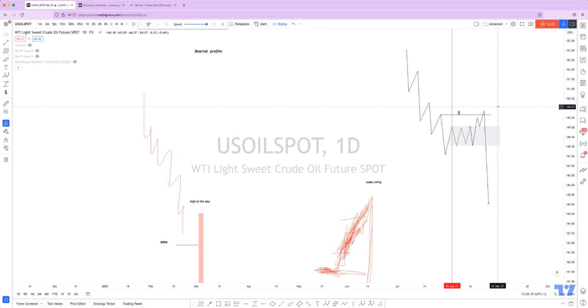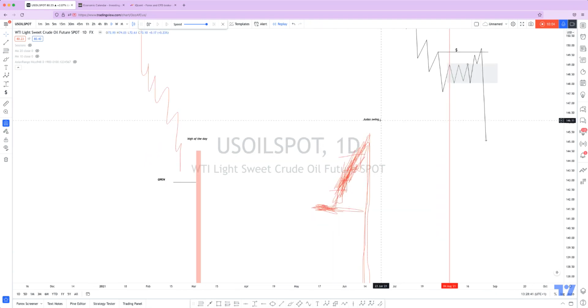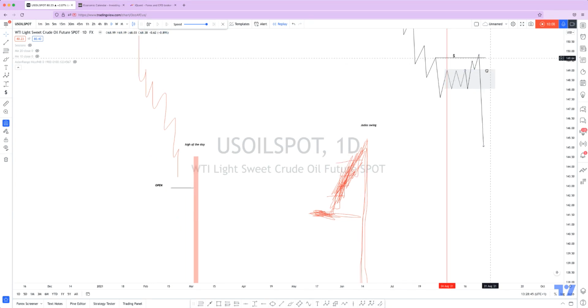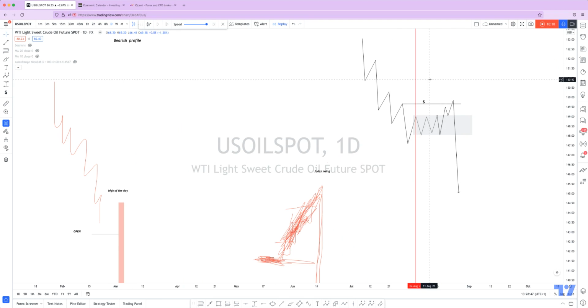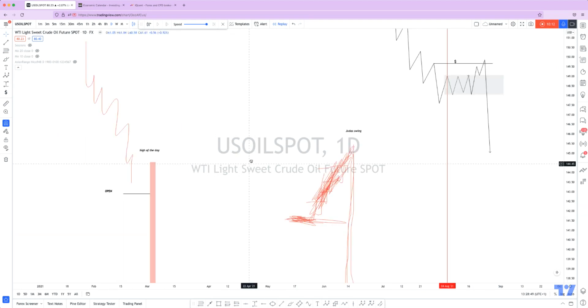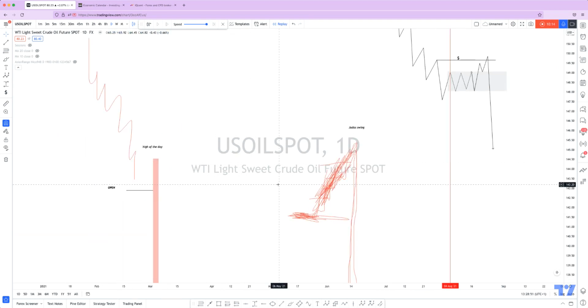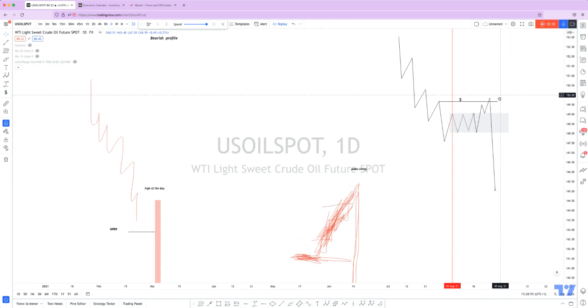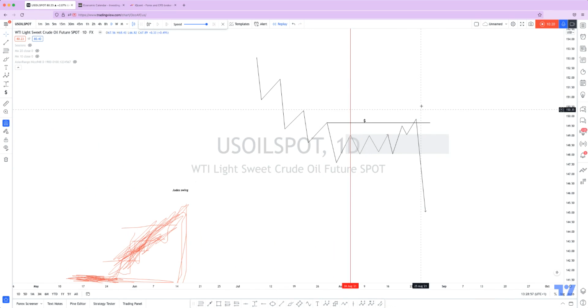You understand? So the market creates this Judas swing. So this move that goes high to this high is what we call the Judas swing move. Do you understand? One thing you should note is that at the time this move happens, it happens during the London session open.